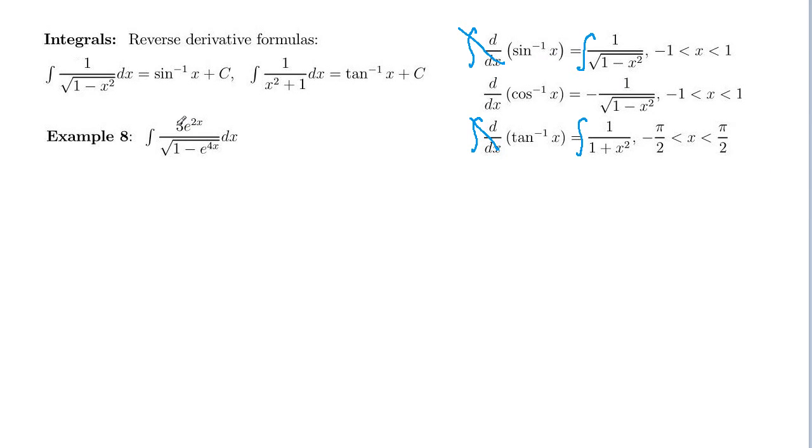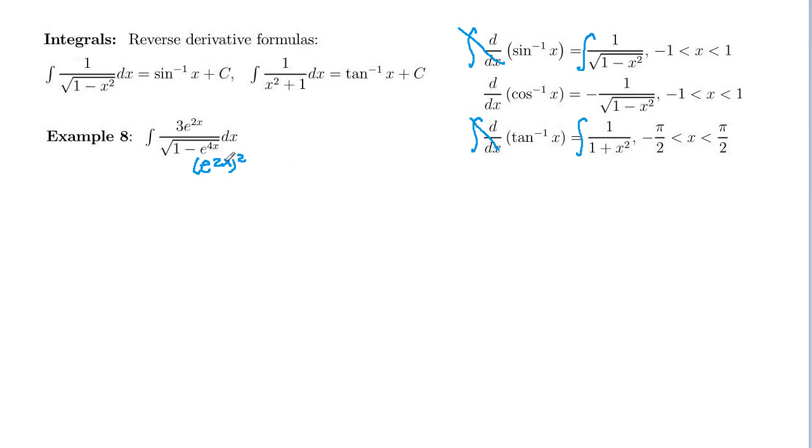So let's try and attack example number 8 here. We want to integrate 3e to the 2x over root 1 minus e to the 4x. Well, we've got a square root in the bottom, so this is going to be an inverse sine integral rather than an inverse tangent. So we want to make it look like 1 over root 1 minus a quantity squared. And I see that e to the 2x there, and I notice that e to the 4x is actually e to the 2x quantity squared.